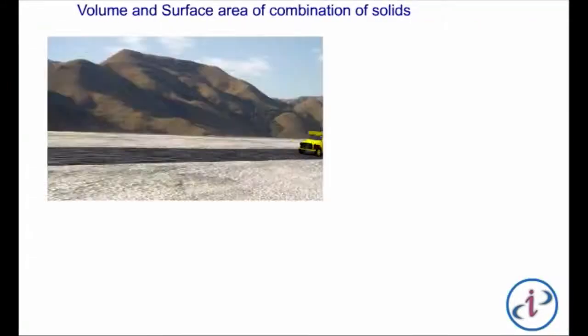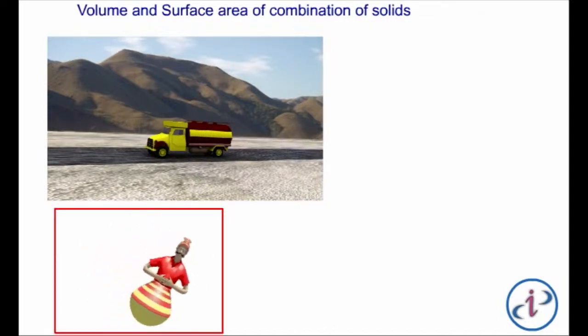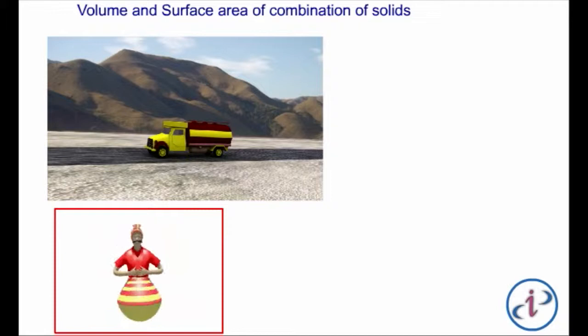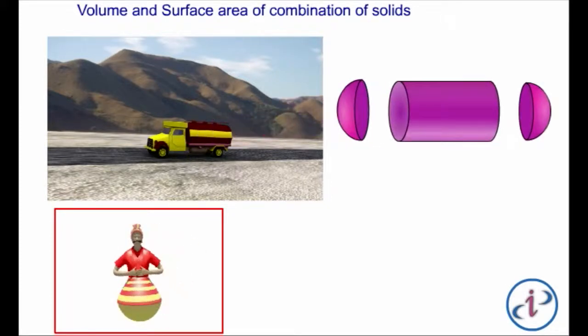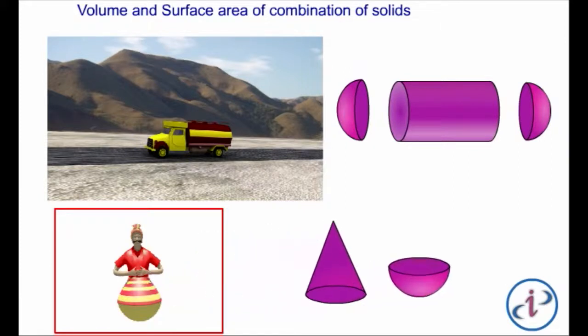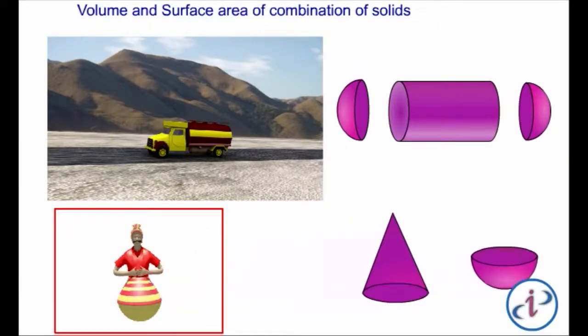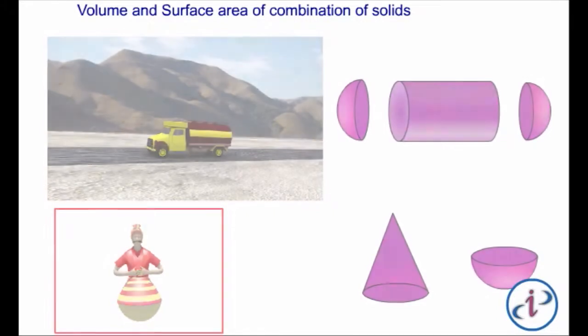Let us learn about the combination of solids. In our day-to-day life, we come across a number of solids made up of combinations of two or more basic solid shapes. You can see a truck with a container fitted on its back. It is made of a cylinder with two hemispheres at its ends. How about this toy? Yes, this toy is made up of a cone and a hemisphere. Like this, we can see many solids made up of different combinations.